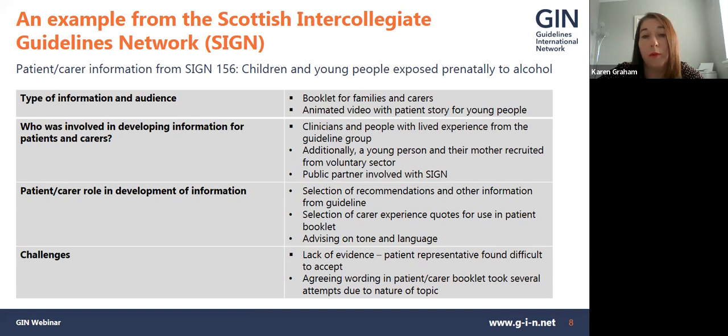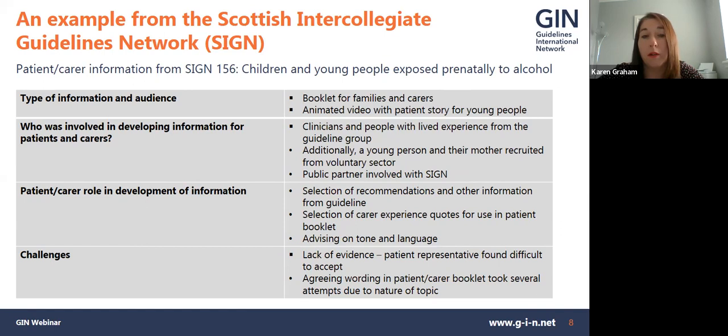And that worked really well because she hadn't been involved in the group, so she hadn't heard the discussions and whatnot, but she looked at the guideline and she was involved in selecting the recommendations that would be useful for young people to be aware of, to help them to make decisions about their care.